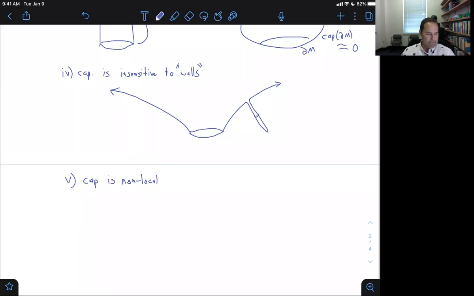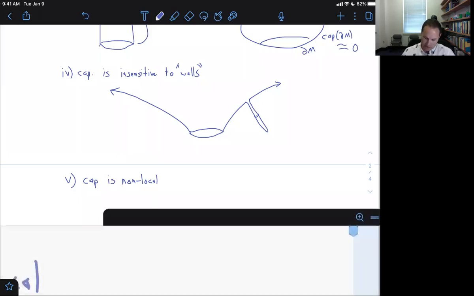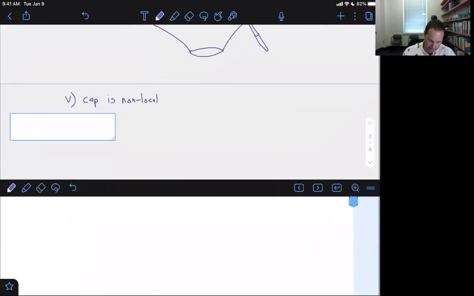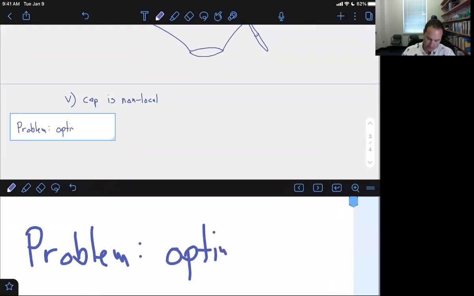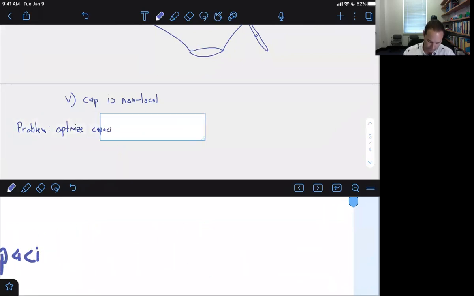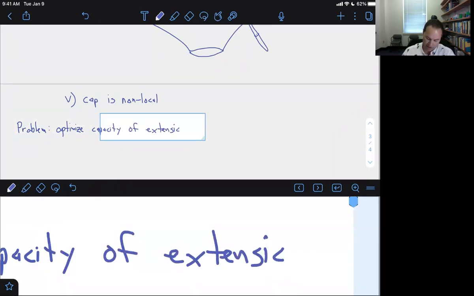Okay, so the problem I'm going to look at studying, you can kind of guess what it's going to say from the title here. The problem is to try to optimize the capacity of extensions. If you have some Bartnik data, you want to see if you can find an optimal way of arranging an extension from the point of view of capacity.